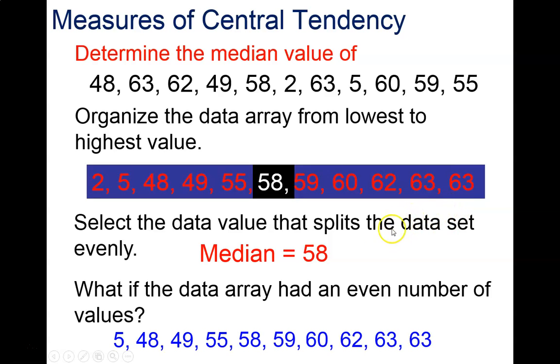Okay, so what if the data had an even number of values? What you would do is take the average of the middle two. In this case, it'd be 58 and 59. You would just take the average, and it'd be 58.5, and that would be your median.